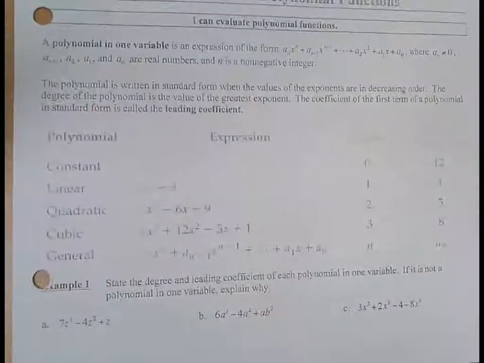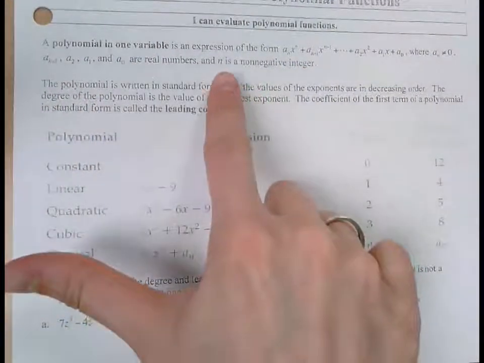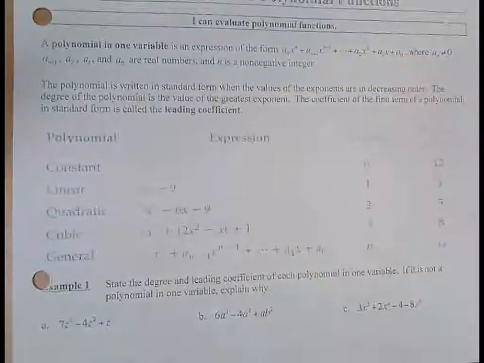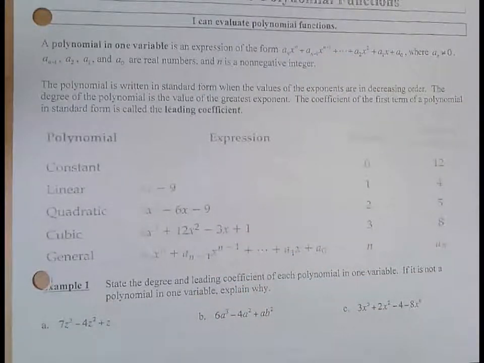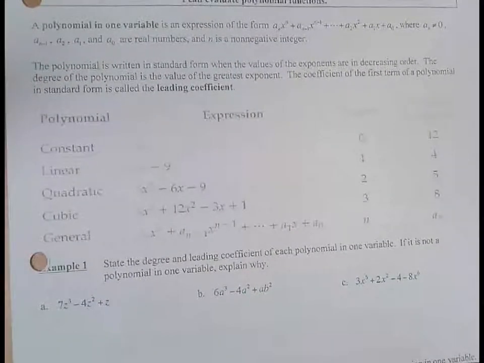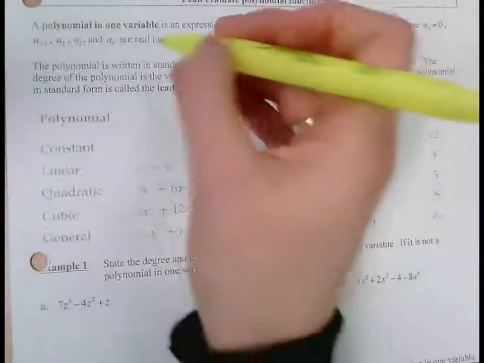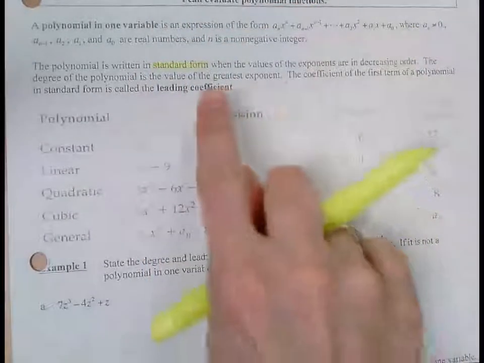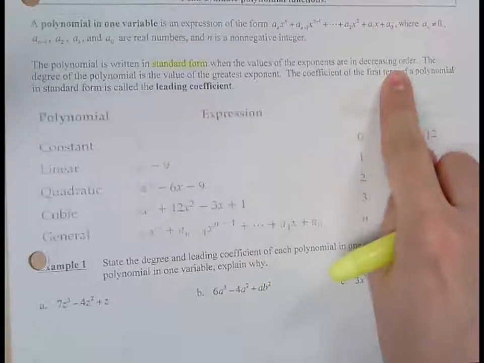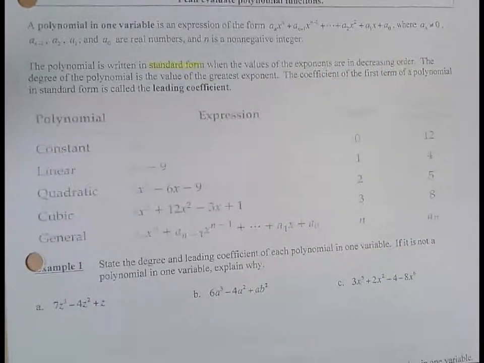All of the a's are coefficients. They're real numbers. And then n, all of your exponents have to be non-negative integers. So all of your exponents have to be 0, 1, 2, 3, 4, or so on. No negative exponents. No exponents that would be decimals or fractions. Those are not polynomials. We've talked about some of those ideas already in this chapter. And I've already referenced this, but a polynomial is in standard form when the values of the exponents on the variables are in decreasing order.